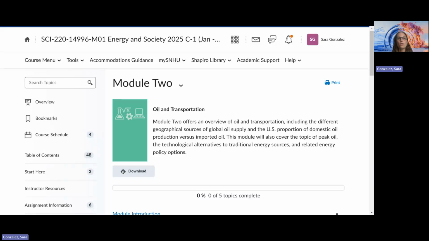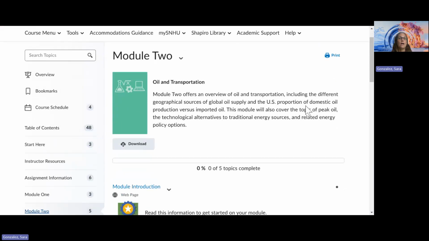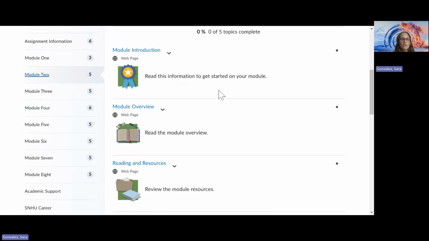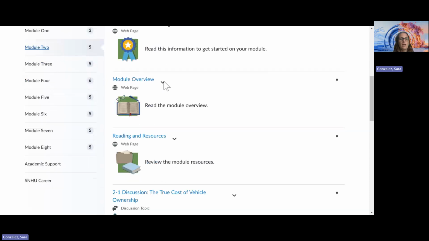This week, we're going to look at oil and transportation. So, these are two things that we rely on quite a bit. Without these two, how would our world work, right? So take a look at the introduction, just kind of introducing the topic.